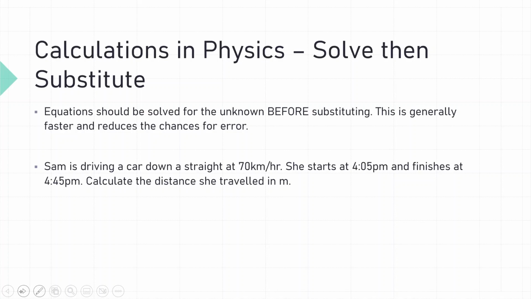Another thing to do when completing calculations in physics is to solve the equation, then substitute. Now equations should be solved for the unknown before substituting them. Again, when we start working with really complicated equations or multi-step calculations, this is actually going to be reducing your workload, the amount of writing that you need to do, and also can reduce the chances for error because it can be really easy to miswrite or misenter numbers. So the less numbers that you write and enter into your calculator, usually the better.